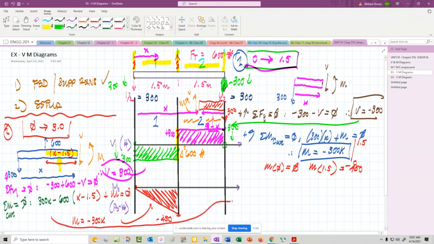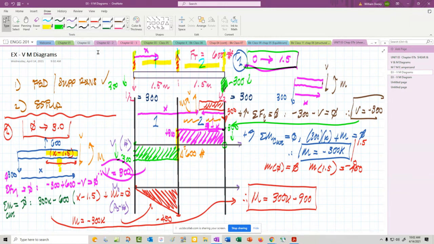I'm going to bring this all the way over here now. Therefore, M should equal, if I go through that mess, 300x minus 900. And that's our moment across that second section. Now we have to evaluate it. So I'm going to evaluate it from 1.5 to 3.0.